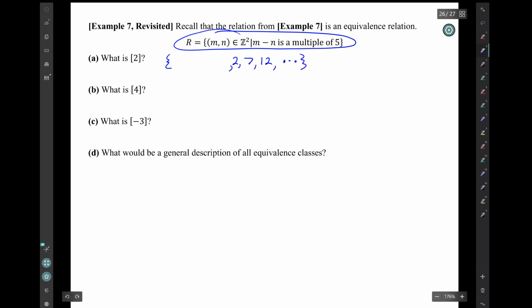But we can go the other direction as well. Minus 3 is in there because minus 3 minus 2 is minus 5. That's a multiple of 5. And minus 8 is in there because minus 8 minus 2 is minus 10. So the equivalence class of the number 2 is this big set that goes on forever in both directions. What's the equivalence class of the number 4? Well, it's going to look like this, an infinite set of integers. What's the equivalence class of negative 3? Well, that's the same set we wrote down earlier.